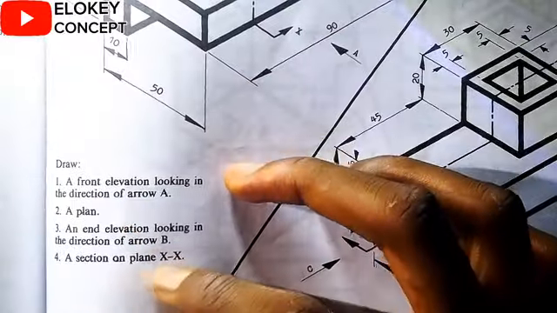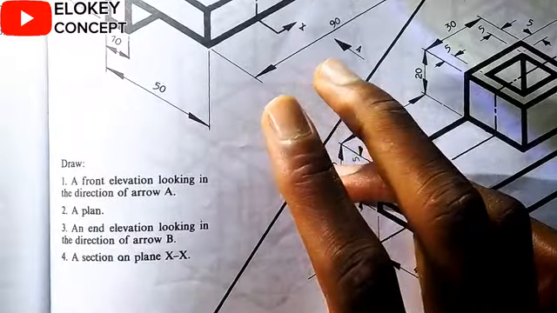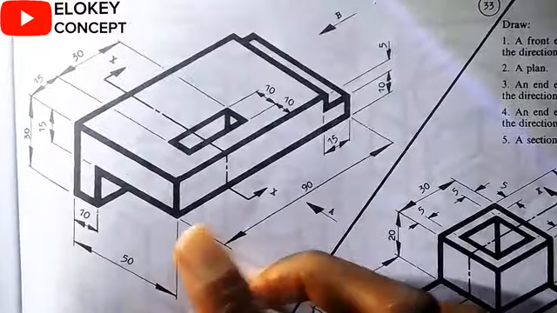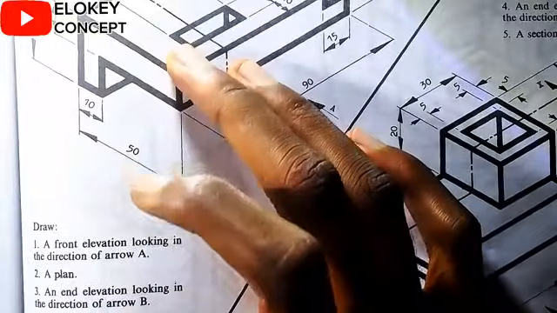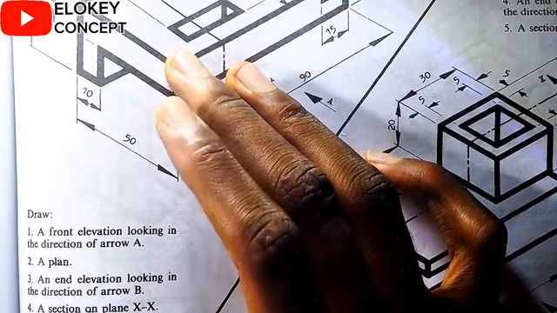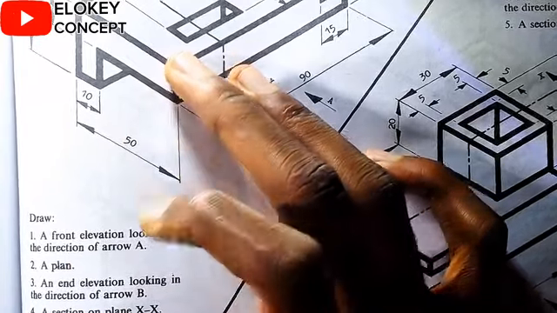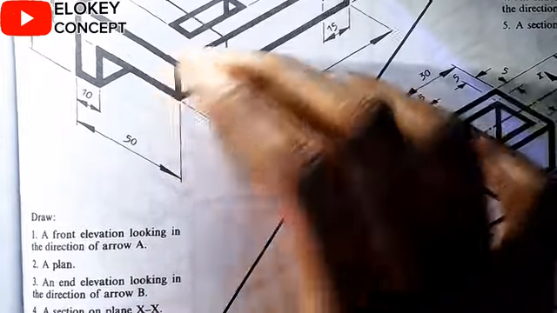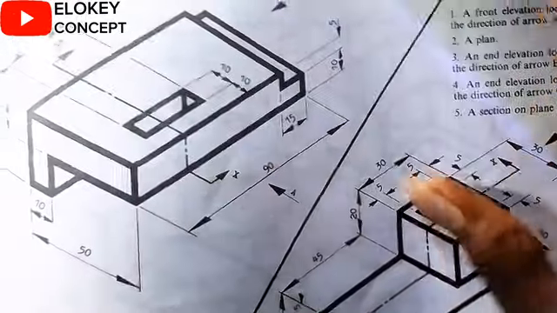That's the right end elevation, and also a section of plane X to X. So we'll draw the isometric block in this video. Then in videos to come, we will learn how to draw the front elevation and end elevation, and the plan, in other videos. Most importantly, we'll also section the block, which I'll teach you in the next video. So do well to watch that.